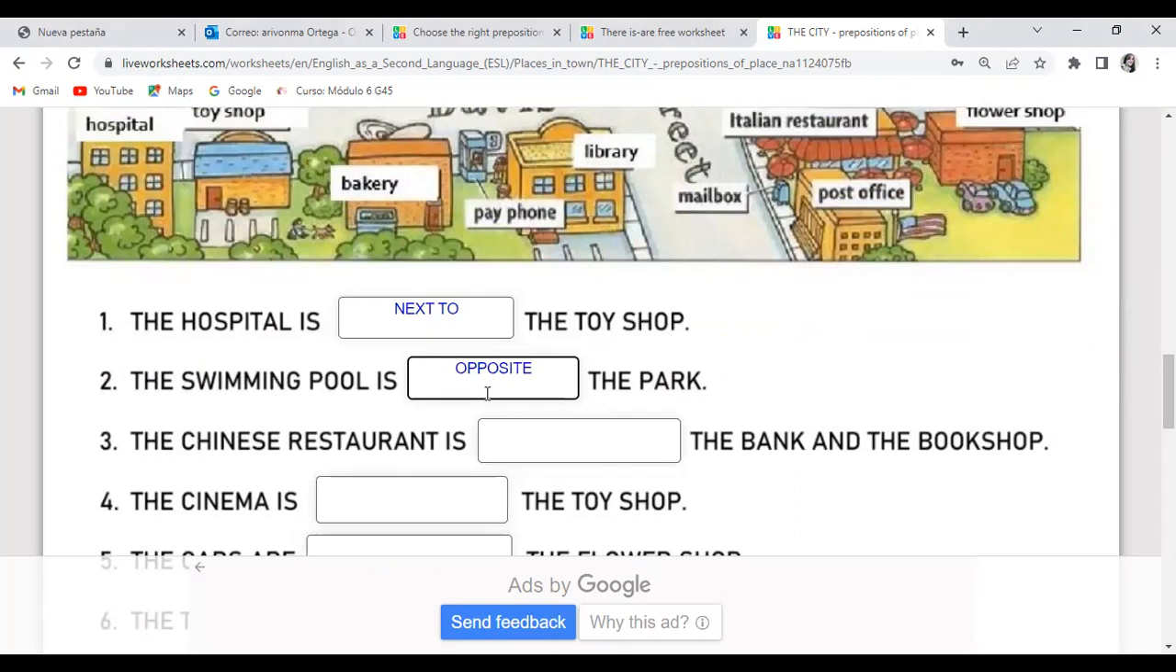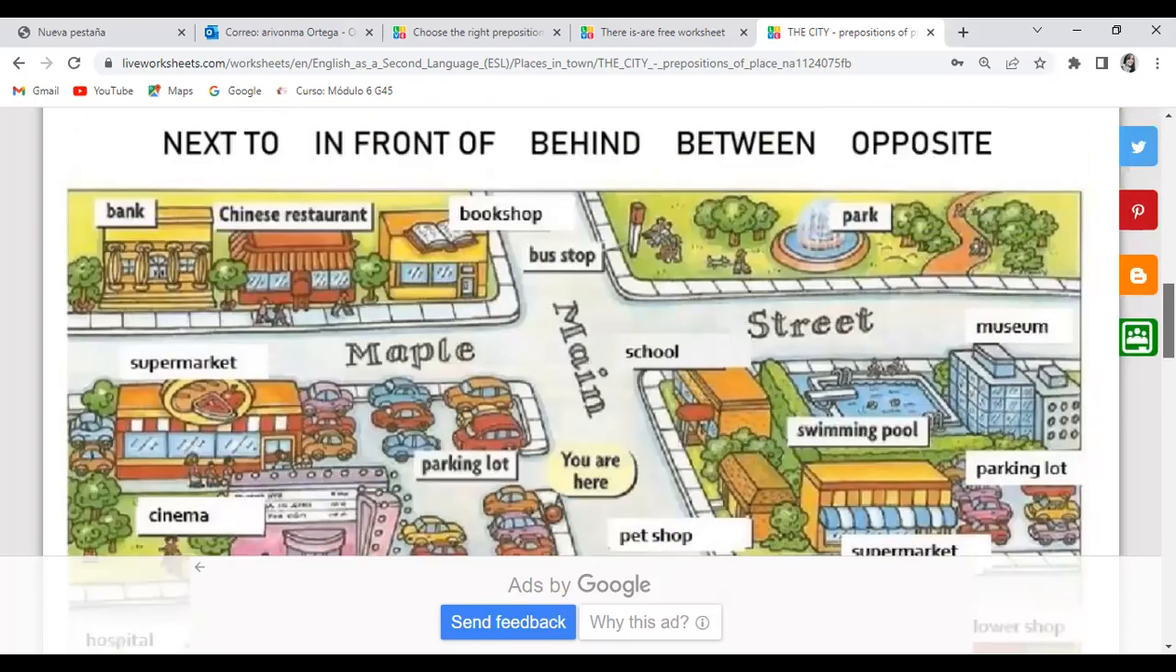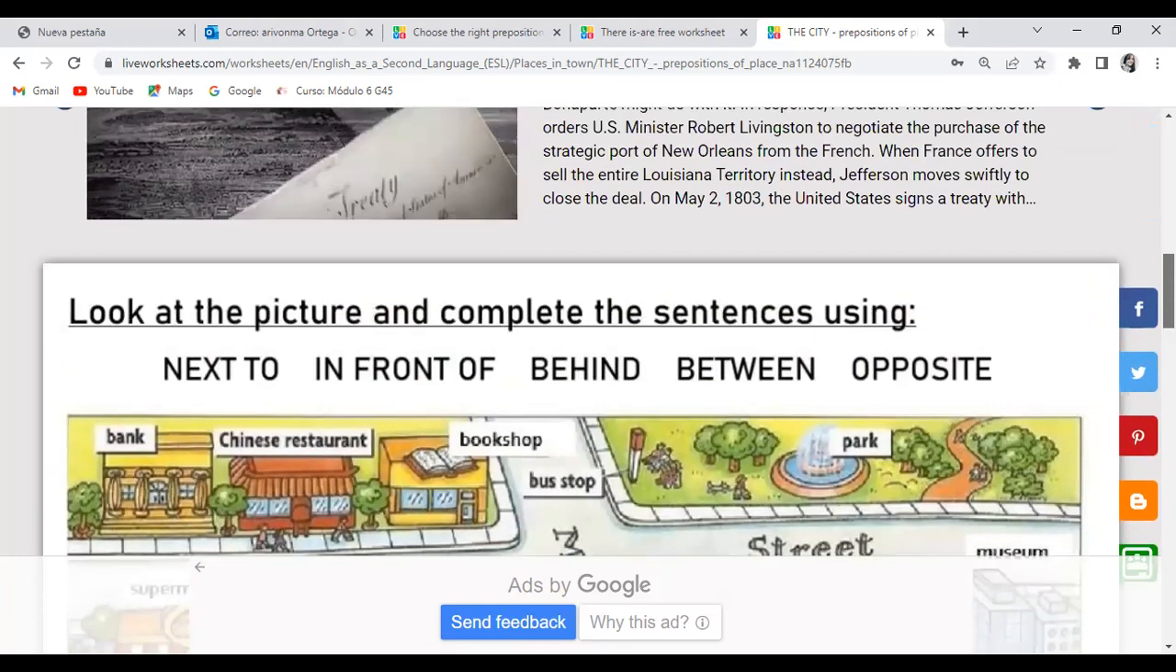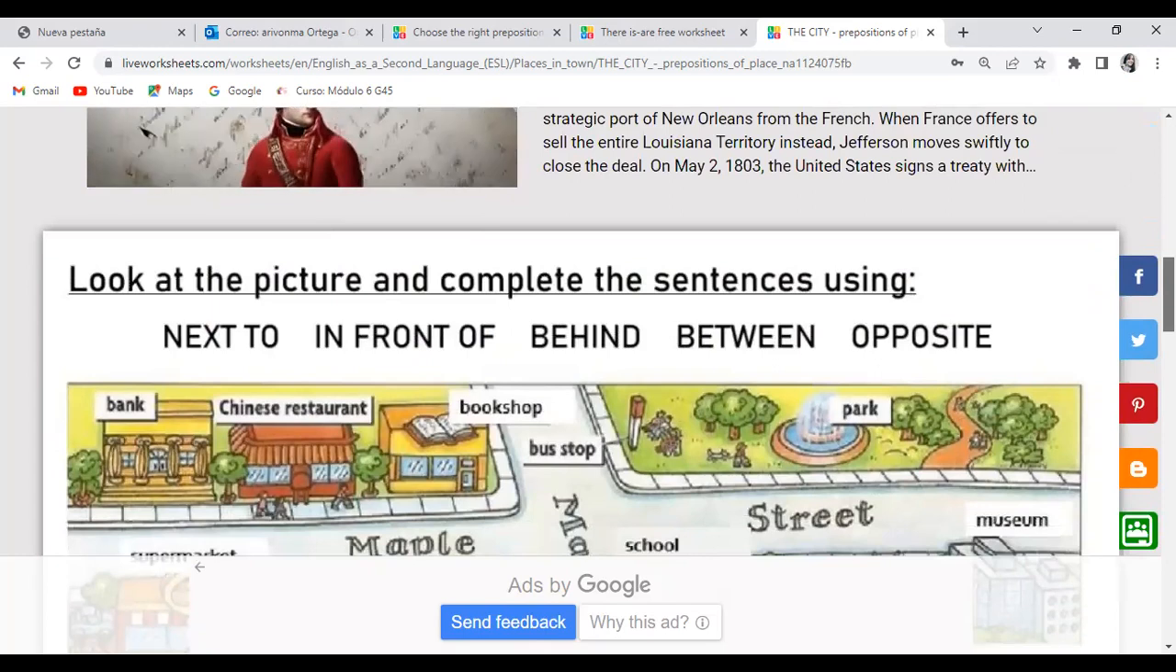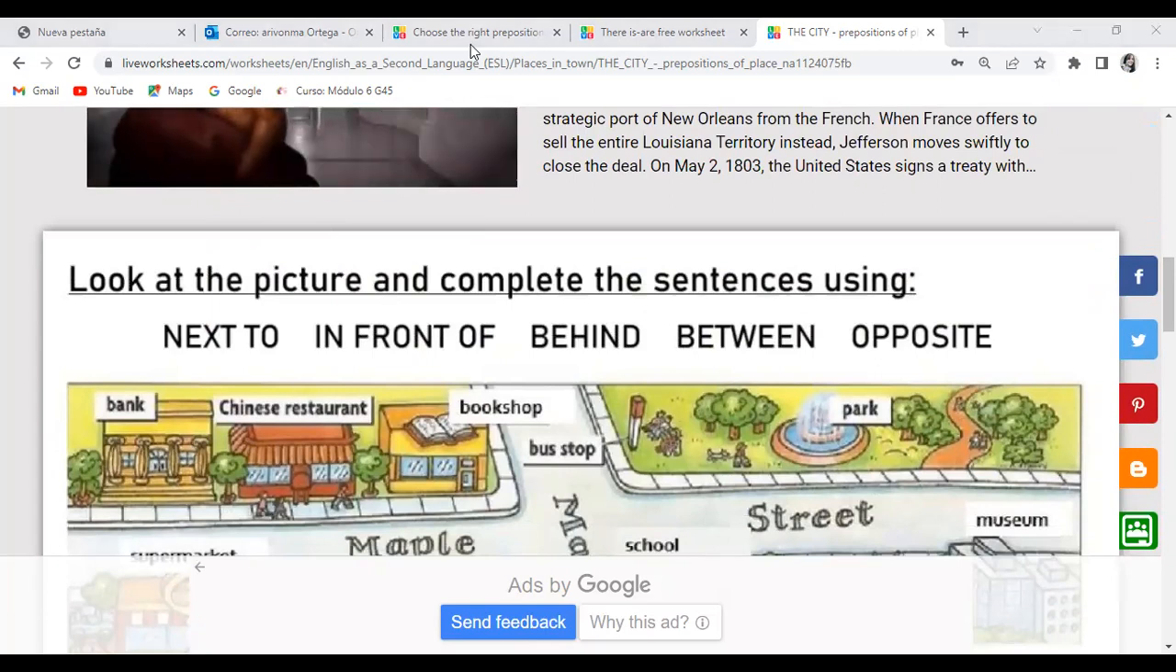What about now? The Chinese restaurant is the bank and the bookshop. See, the Chinese restaurant, the bank and the bookshop. What is the preposition that you use? It is between the bank and the bookshop. What is it, guys? Which one is it?